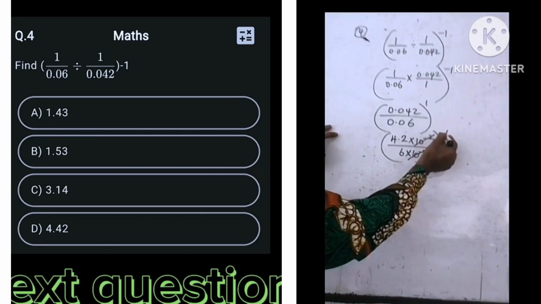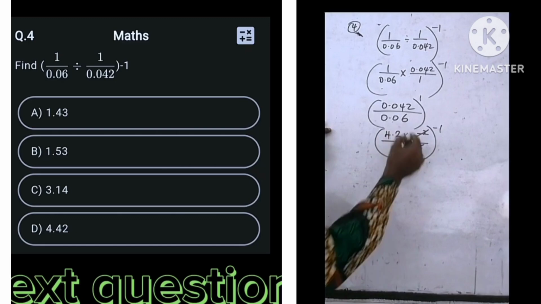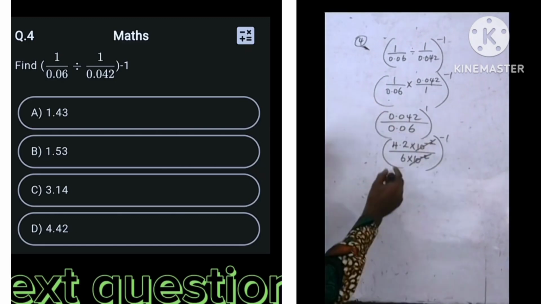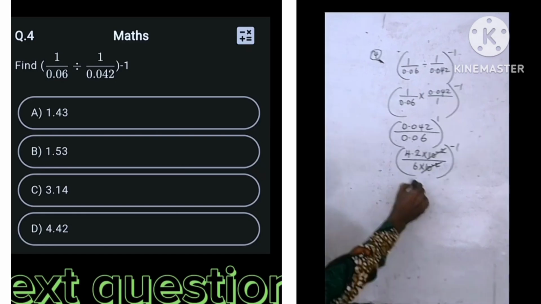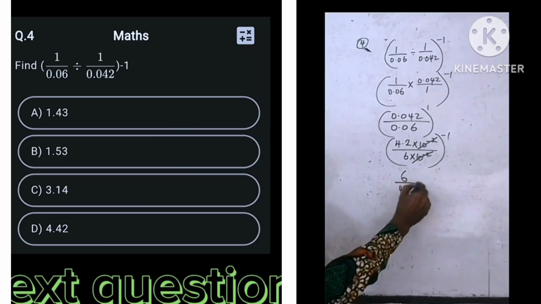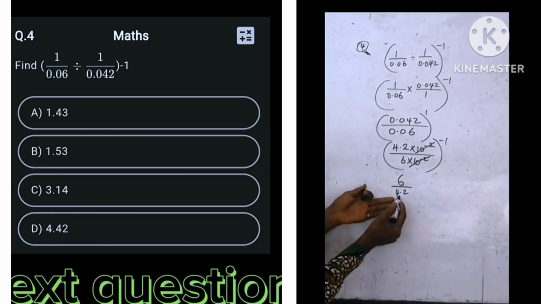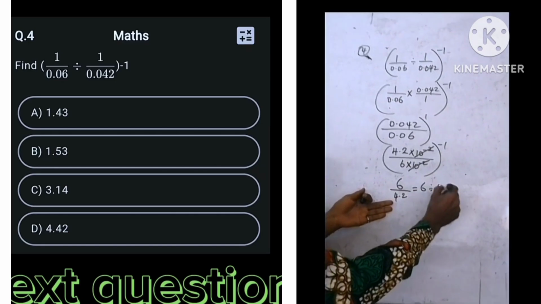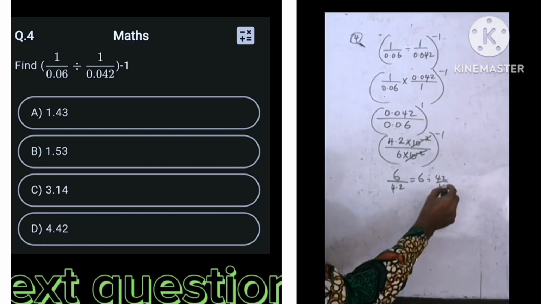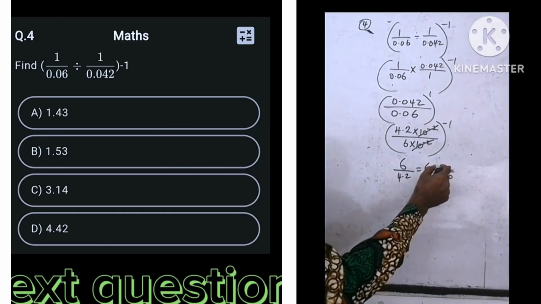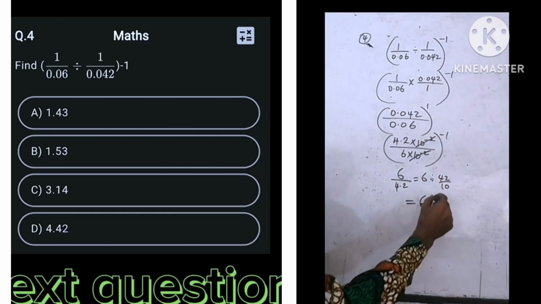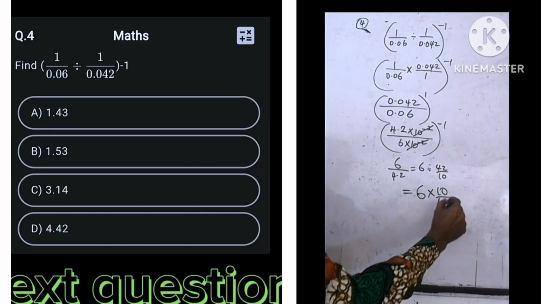Because of this minus there, this 6 will go up and this will come down because there is a minus here, just like the inverse of what we have inside the bracket. So this will now become 6 divided by 4.2. Now let's put this 4.2 in a fractional form. That becomes 6 divided by 42 over 10. So this division changes to multiplication. The 10 will go up, the 42 will come down. So what we have becomes 6 times 10 over 42.